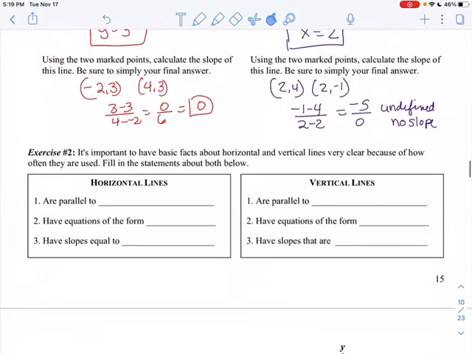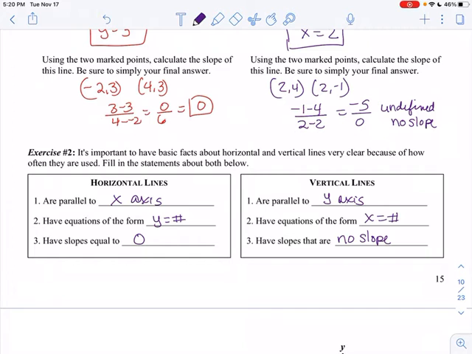So here's a little summary. Horizontal lines are all parallel to the x-axis. They will all have the equation y equals some number, and they have slopes that are equal to 0. Vertical lines are all parallel to the y-axis. They will all have the equation x equals some number, and they all have no slope or undefined slope.